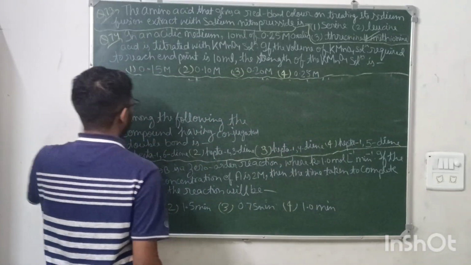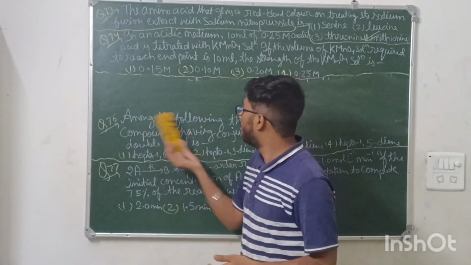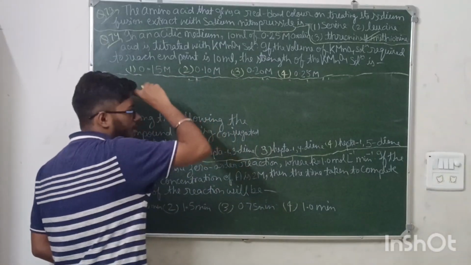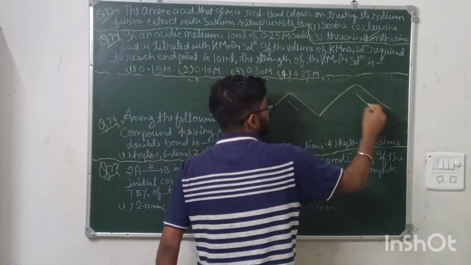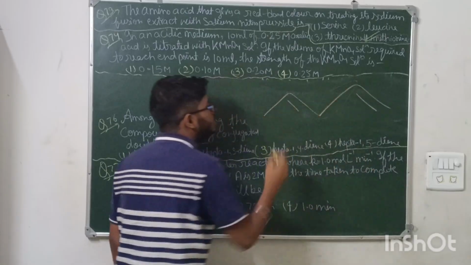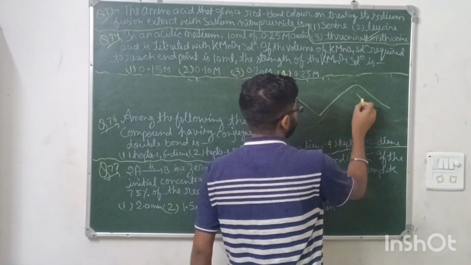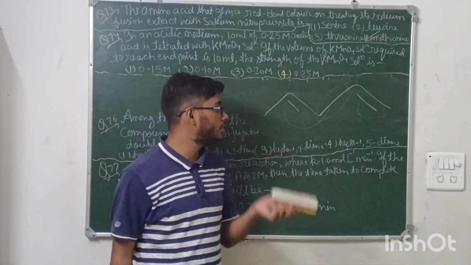One more question here we have. It is also a very easy question. It will also be solved manually. Among the following, the compound having conjugated double bond. What do you mean by conjugated double bond? See, conjugated double bond means two double bonds are separated by a single bond. It will go like this and it will go like this. Alternate double bonds with a single bond are known as conjugated double bonds.